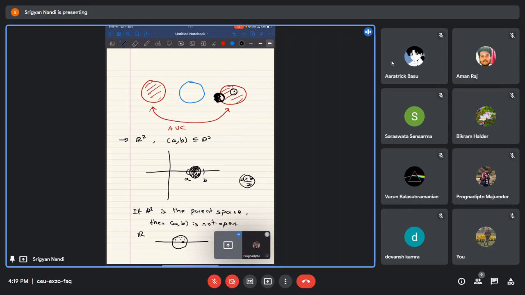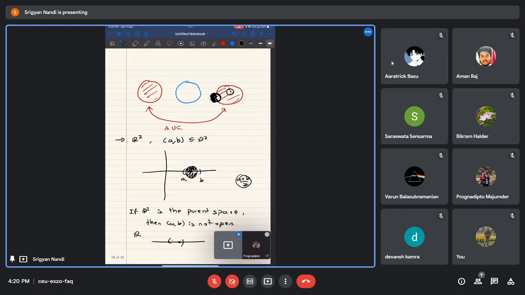So when R is our parent space, the open neighborhood will not look like this circle. The open neighborhood will again just look like an open interval over here because you have changed the metric completely. So the neighborhood also changes. The neighborhood cannot contain any point outside the original parent space given to it. So this is one example where a set is open with respect to one parent space, and it is not open with respect to another. And this is what we have done exactly over here.